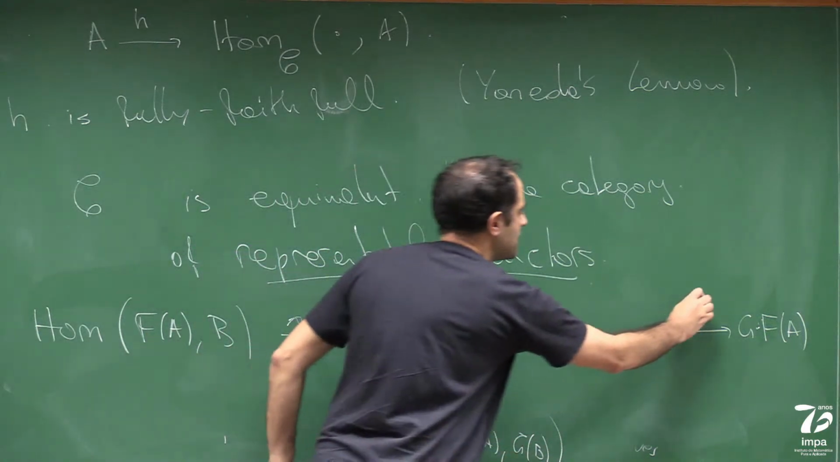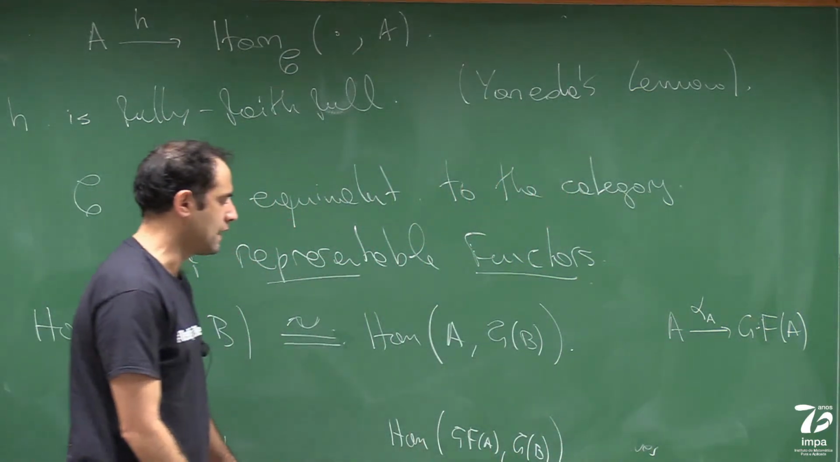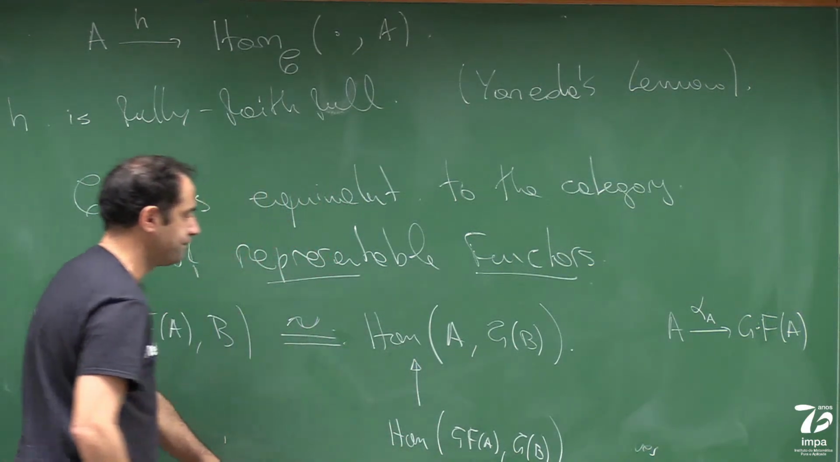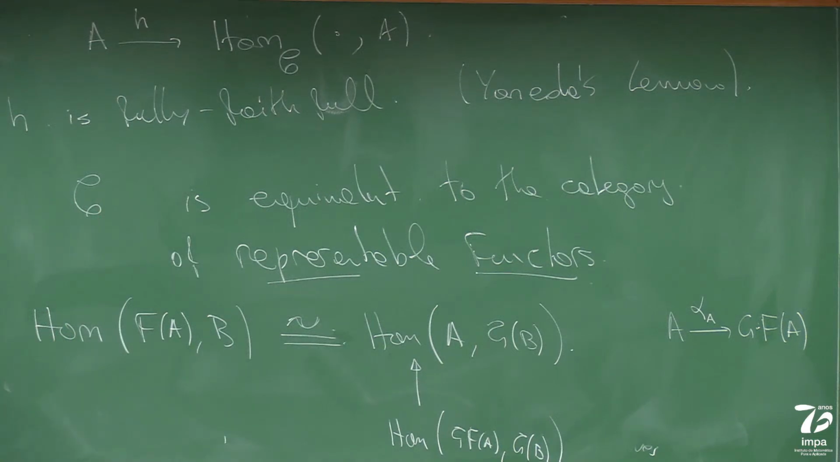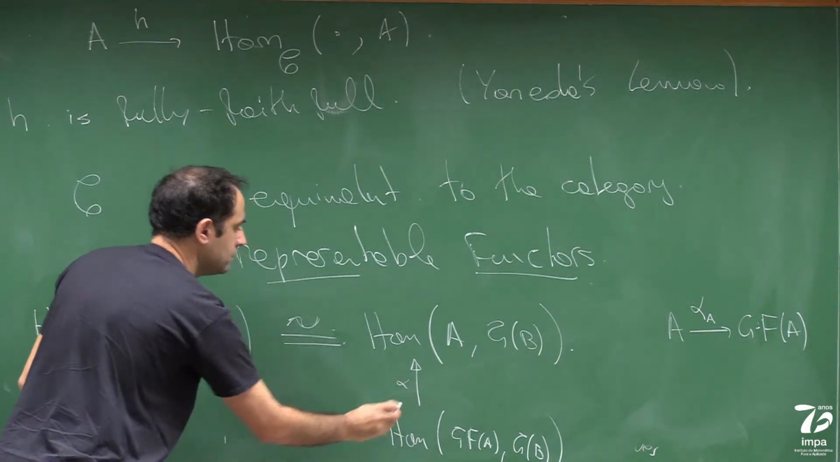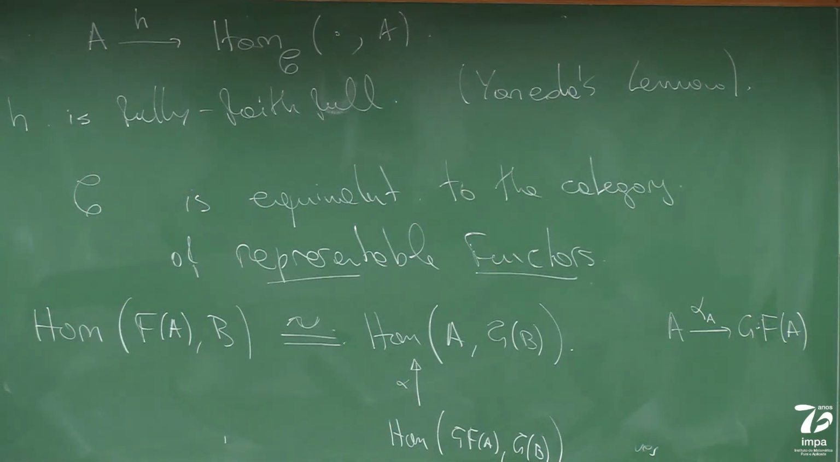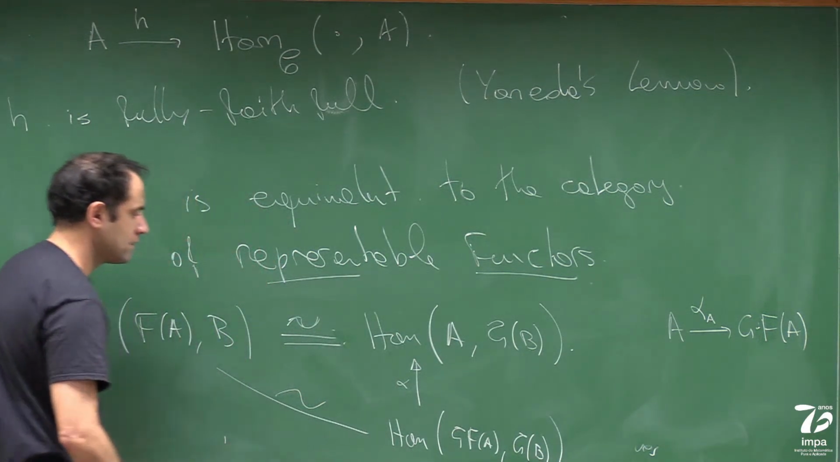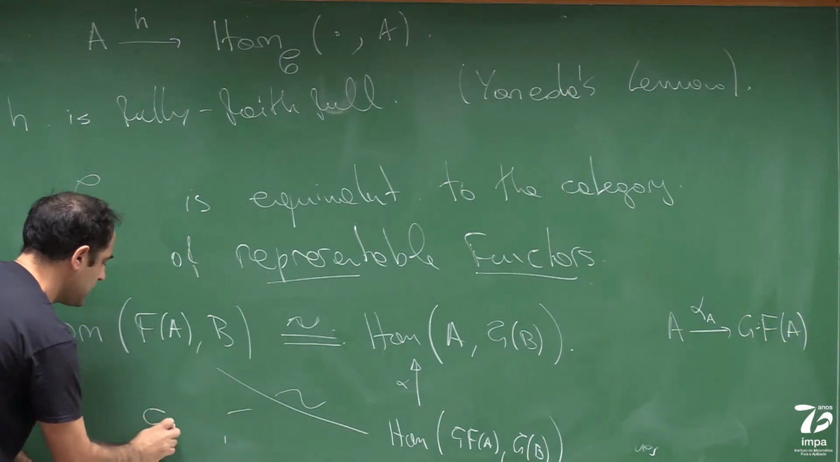Since I have this map, which is alpha of A, in that direction, and this functor is contravariant, I get a map in this direction, which is given by this alpha. Now let's suppose that G is fully faithful, because of course I was going to get this wrong. So let's suppose that G is fully faithful. Then this is an isomorphism. This is if G is fully faithful.